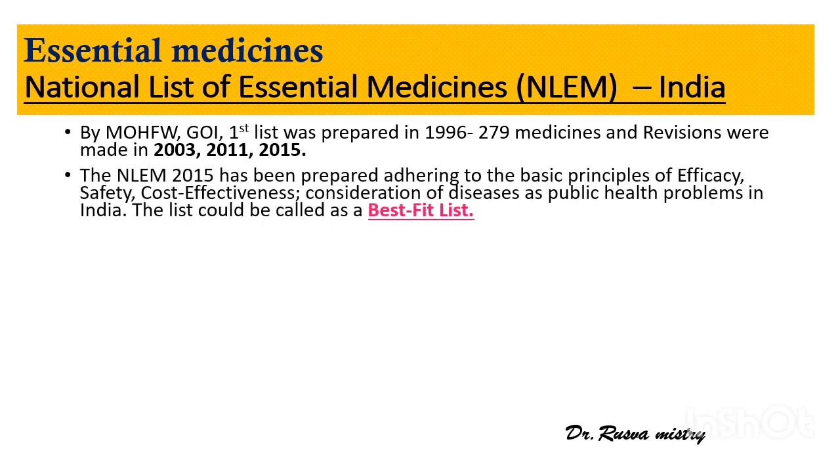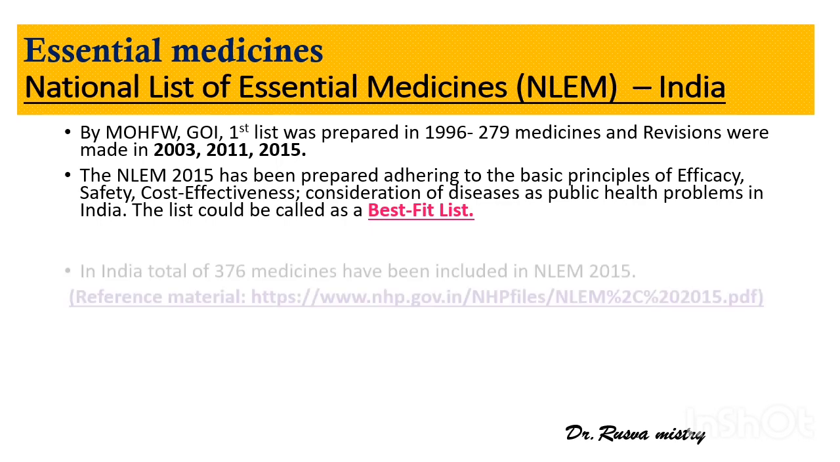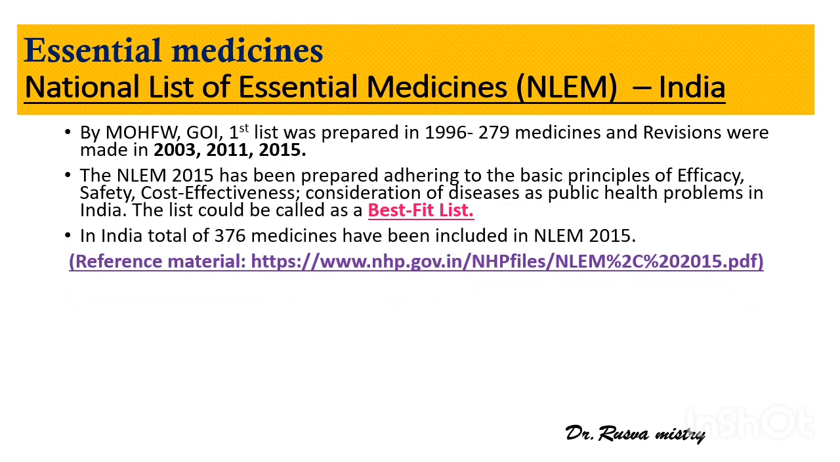The National List of Essential Medicines 2015, that is the latest one, has been prepared adhering to the basic principles of efficacy, safety, cost effectiveness, and consideration of diseases as public health problems in India. You can say this list is the best fit list. As we have said, the latest version contains 376 medicines, and this is the website reference for this latest National List of Essential Medicines. Based on that you can prepare answers to your exercises.